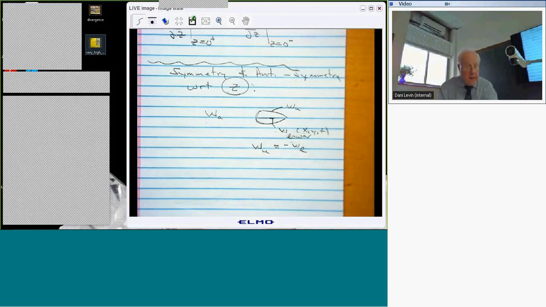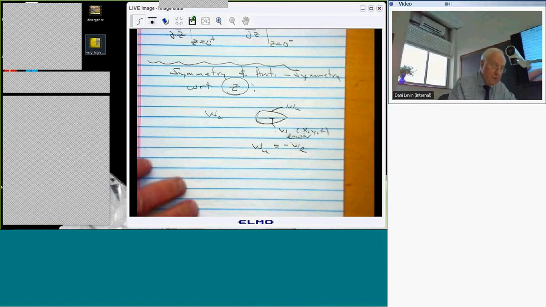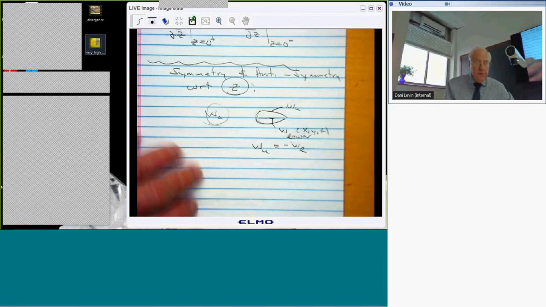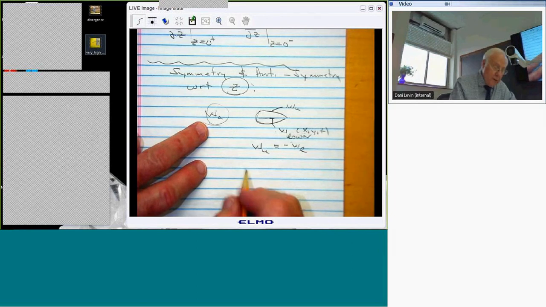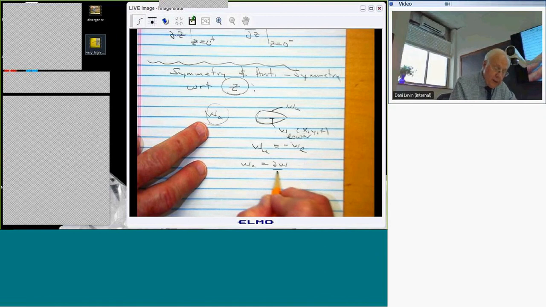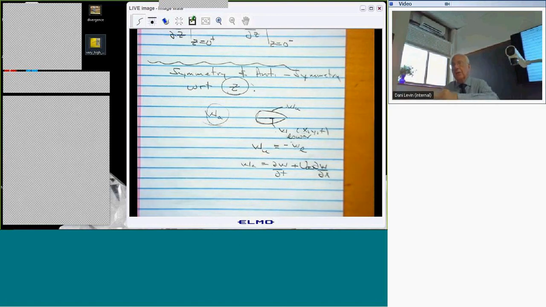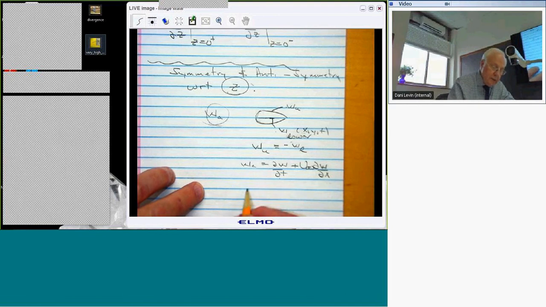If that's true, keep with me now, then this WA, which involves time derivatives and X derivatives, but not Z derivatives, also has the same characteristics. Remember what WA is? WA is dW/dt plus U infinity dW/dx. The point is that the time derivative and x derivative don't change the symmetry and antisymmetry properties with respect to the z coordinate. So if this is true, then WA upper is also equal to minus WA lower, right?